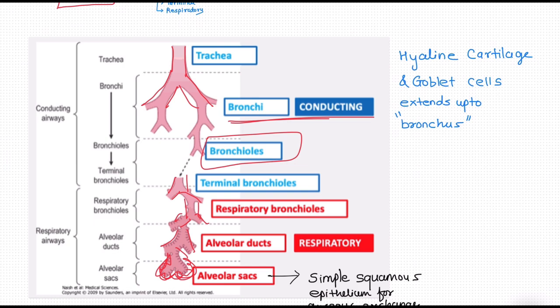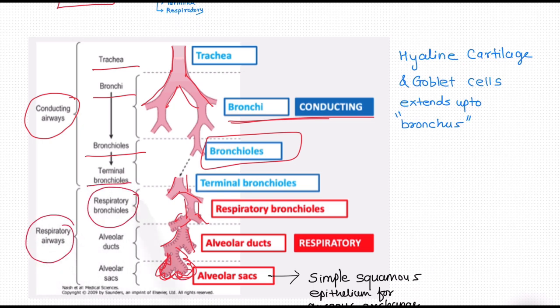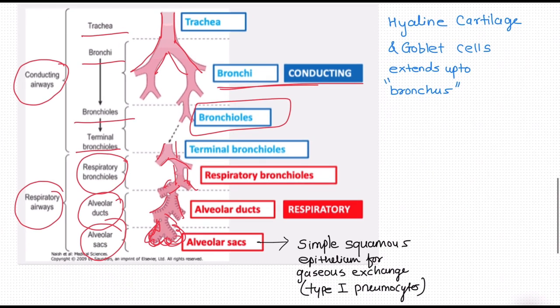So the conducting pathway will terminate at the terminal bronchioles. The conducting pathway includes the trachea, bronchi, bronchioles and terminal bronchioles, whereas the respiratory pathway includes respiratory bronchioles, alveolar ducts and alveolar sacs. Alveolar sacs are lined by simple squamous epithelium for gaseous exchange. And gaseous exchange happens with the help of type 1 pneumocytes.